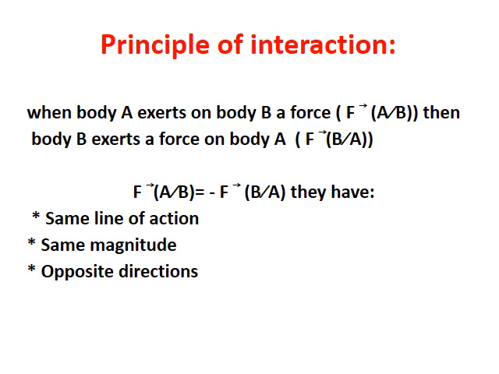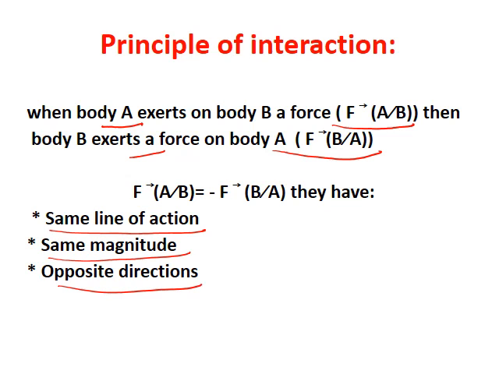Principle of interaction. When a body A exerts on body B a force F A on B, then body B exerts a force on body A, F B on A. So, F A on B equals minus F B on A. They have the same line of action, same magnitude, opposite direction. It is very, very important.